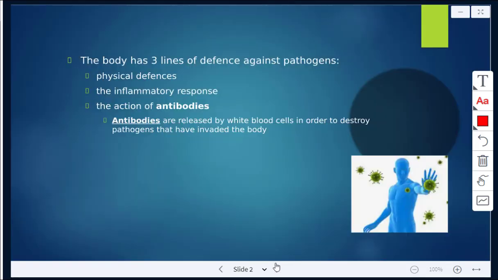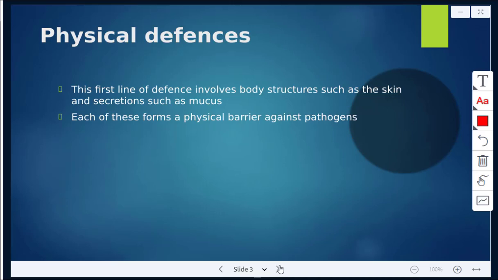So there's three lines of defense against pathogens. The first one is the physical defense. The second one is called the inflammatory response. And the third one is the action of antibodies. And antibodies are those that are released by the white blood cells to destroy pathogens that have invaded the body. So we'll look at our physical defenses first.